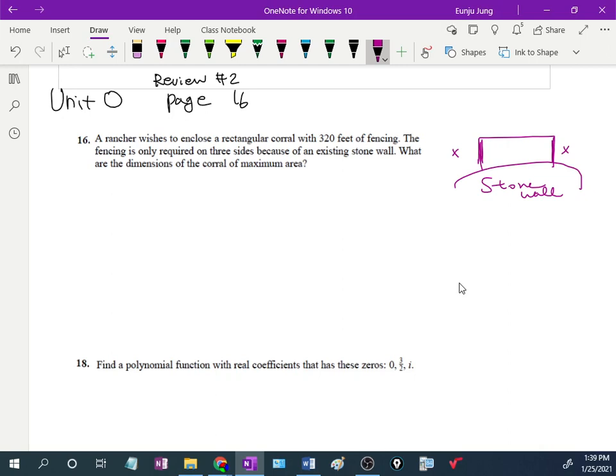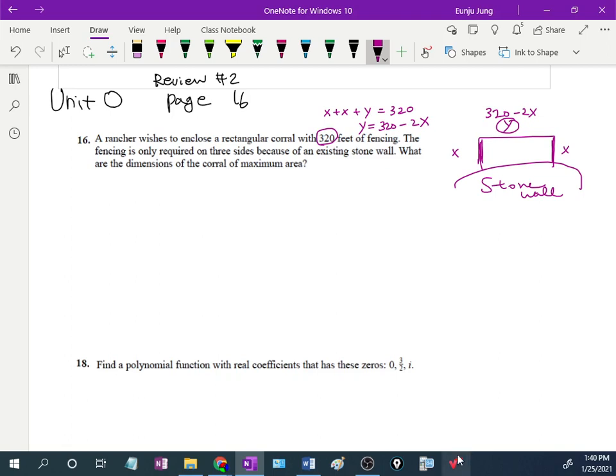y, but having two variables in one equation is not a good idea. So let's think about using the number 320. So 2x and this y all together makes 320, right? So can you solve for y? Yes, 320 subtract 2x, right? x and x together is 2x. So if I use 320 minus 2x for this unknown, I can use it everywhere with only one variable.